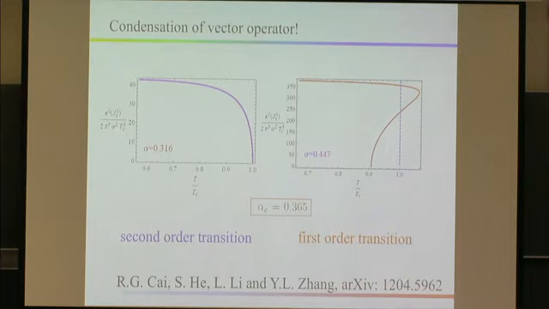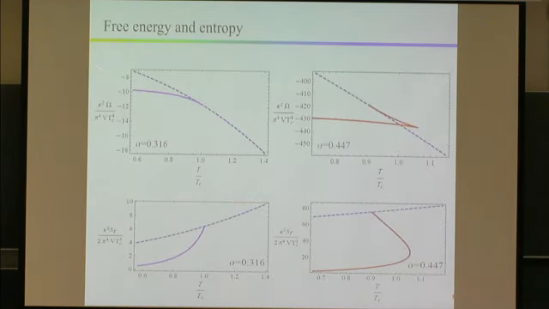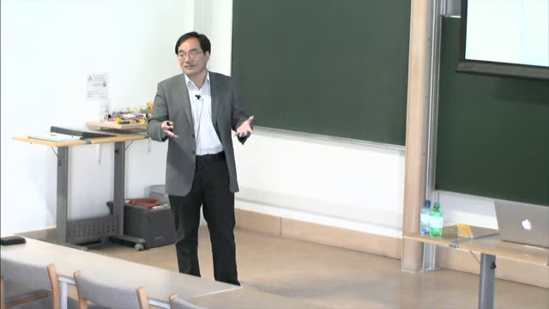To see this, we need to calculate the free energy and entropy. This is a small back reaction case. This dashed line describes the RN AdS black hole, which is the normal phase, described as the conductor phase.